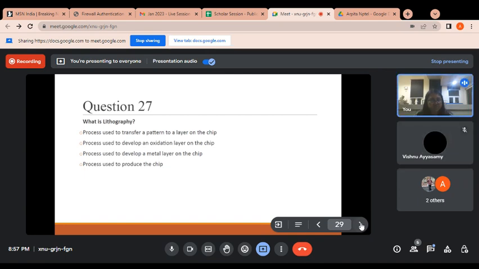Why not option B? What is happening in option B? Developing an oxidation layer means growing silicon dioxide on the wafer, so it is called oxidation. It is not lithography. In lithography, we transfer a pattern from the mask to the underlying layer. So a process used to transfer a pattern to a layer on the chip is called the lithography process. So the right option is option A.